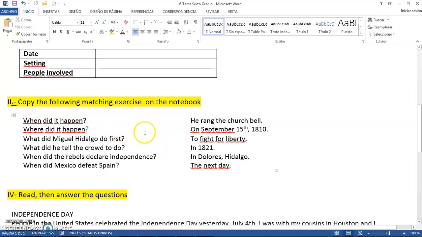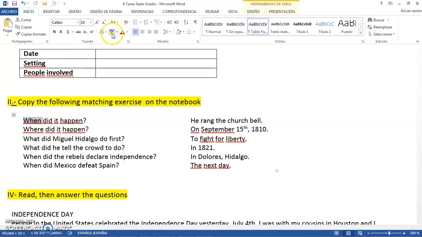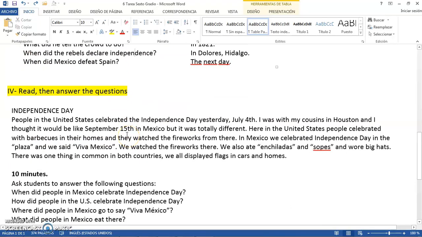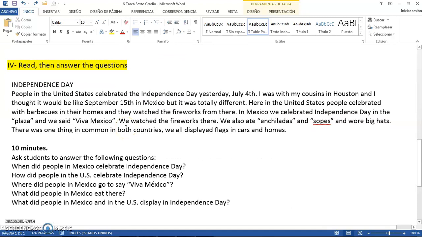Okay, so you have this. Remember that you're going to do that depending on the question words that we have here. You have when, where, you have several whats, and a couple of whens. So you need to know what these words mean in order to understand what you're going to do. After that, copy and answer that. What you're going to do next is read the next one here.